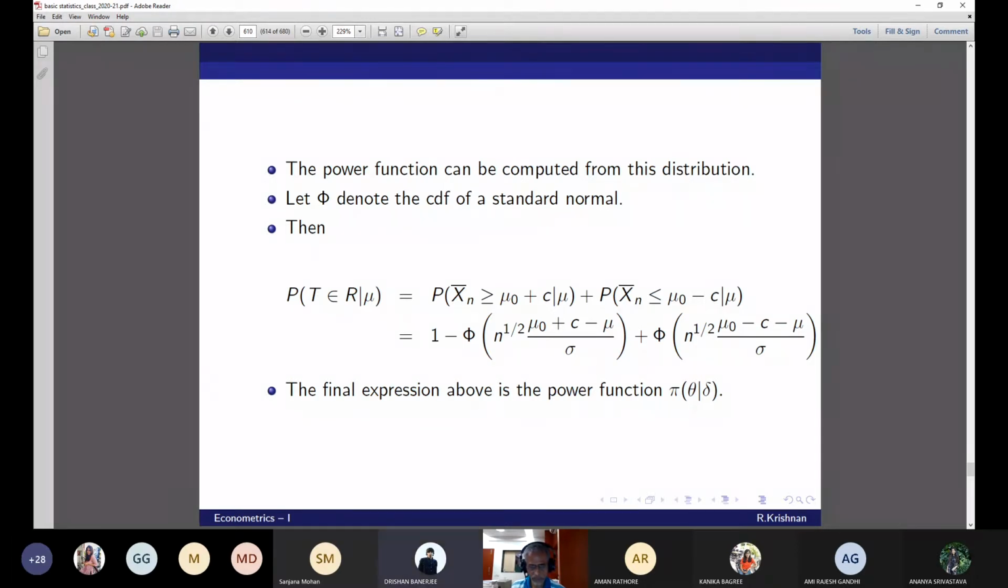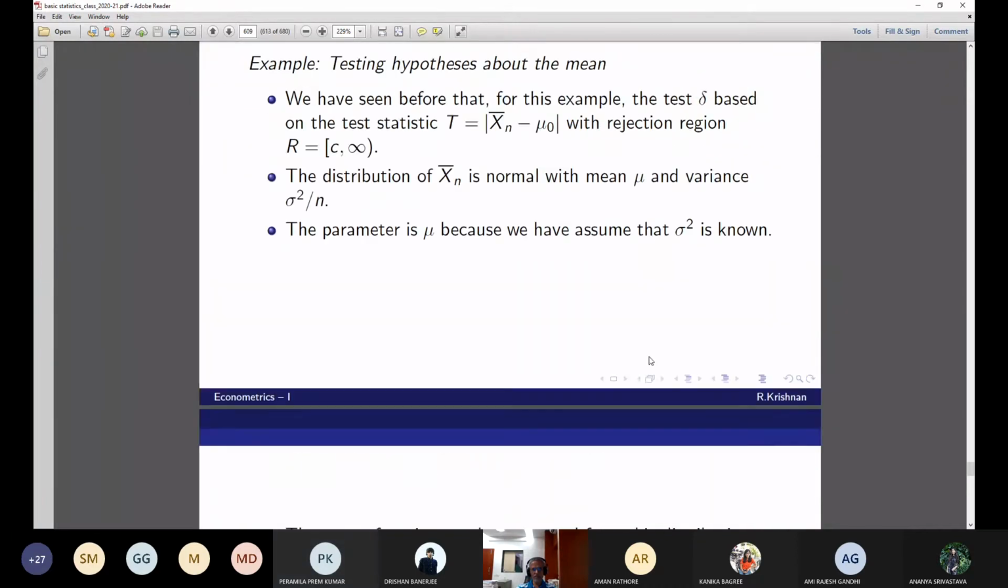Sir, I have a clarification here. You have written that the probability of t belonging to R equals those two parts, the probability greater than and the probability less than. And in the probability less than part, you have written plus 5 times root n into mu naught minus c minus mu. How are we getting that? Mu refers to the alternate hypothesis, and mu zero is the hypothesized value.